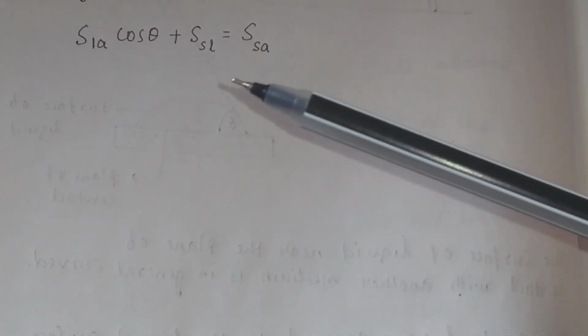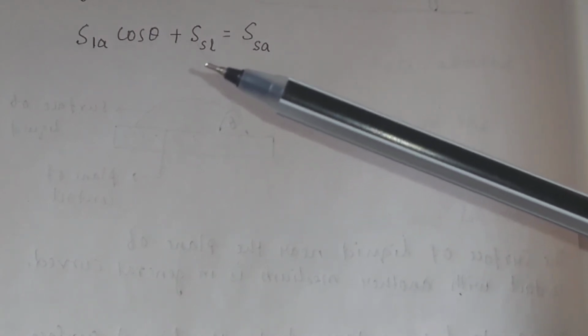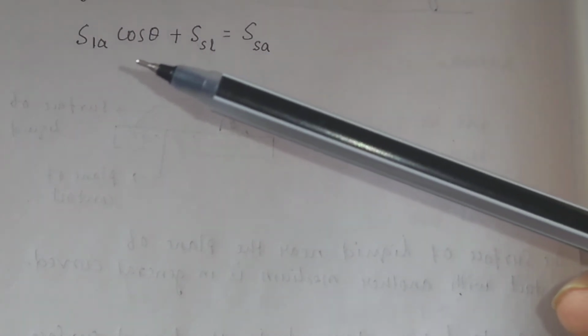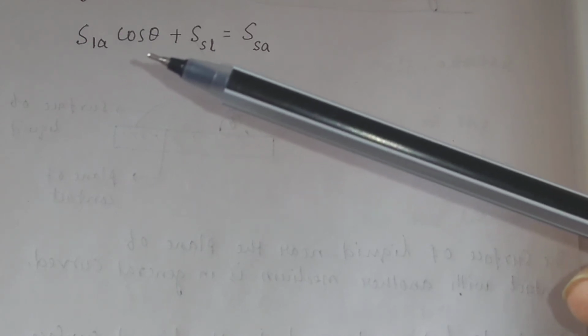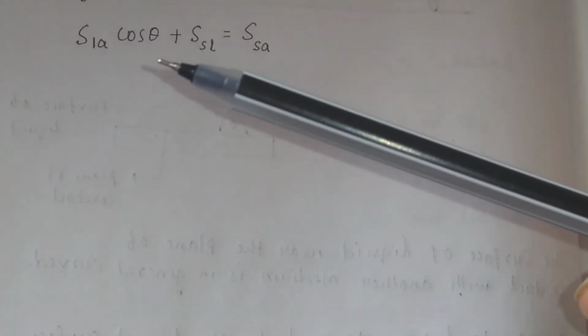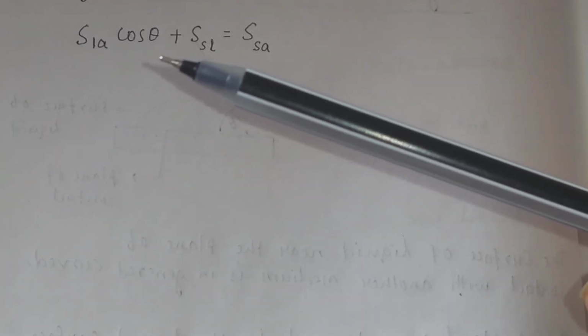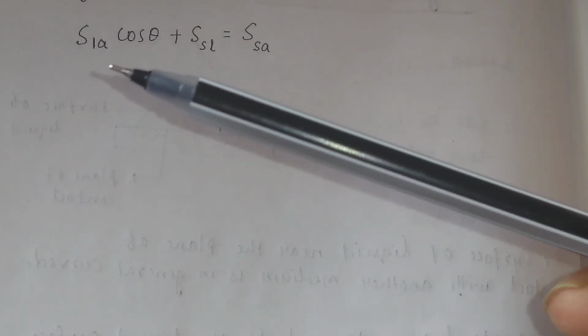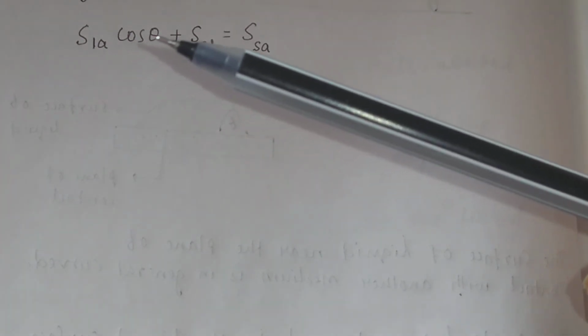And remember, if S_SL is greater than S_LA, then theta is an obtuse angle, greater than 90 degrees. And if S_SL is less than S_LA, then theta will be an acute angle.